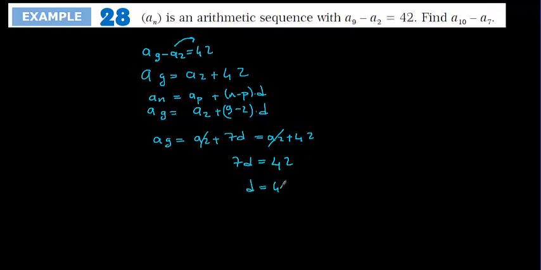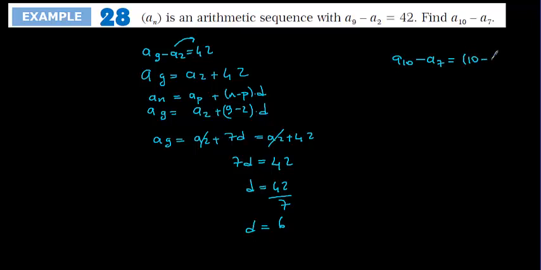D is going to be 42 over 7, so D is equal to 6. Then a10 minus a7 is going to be equal to 3d.